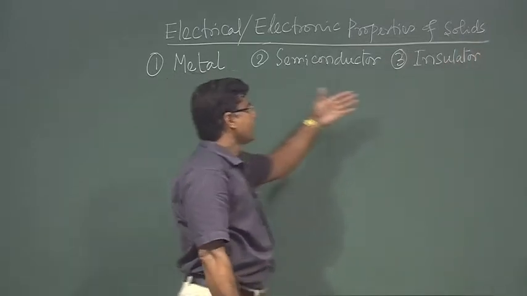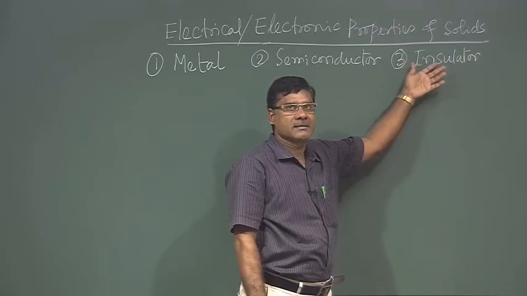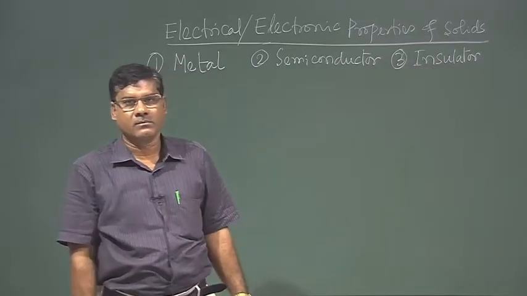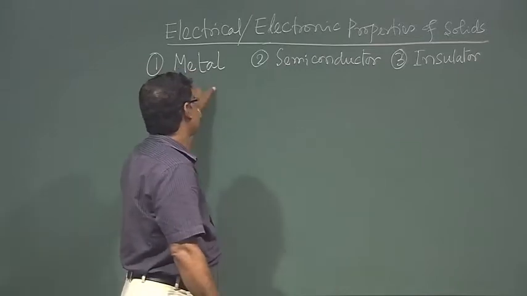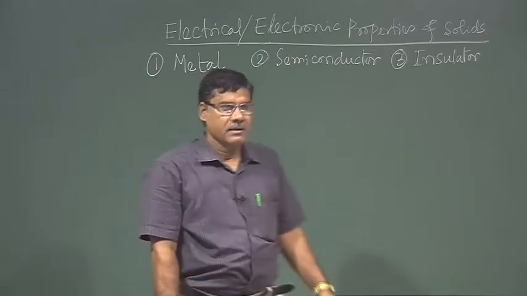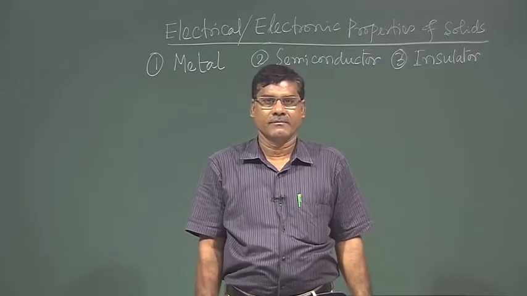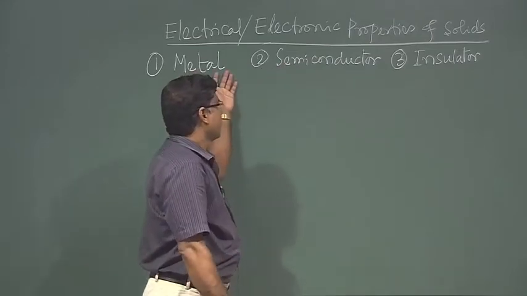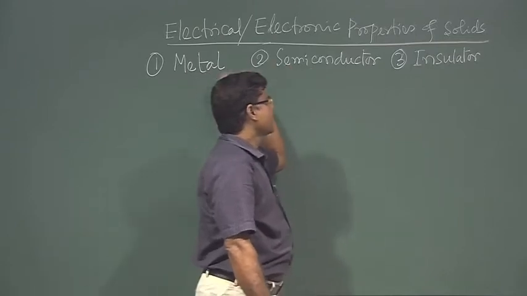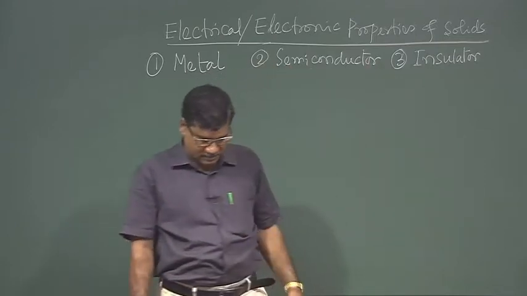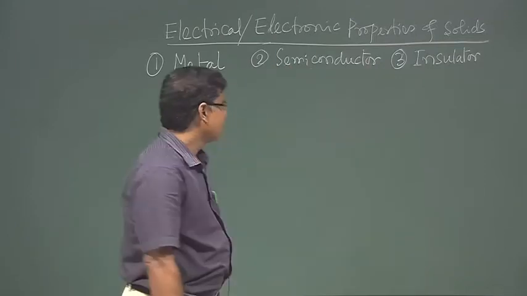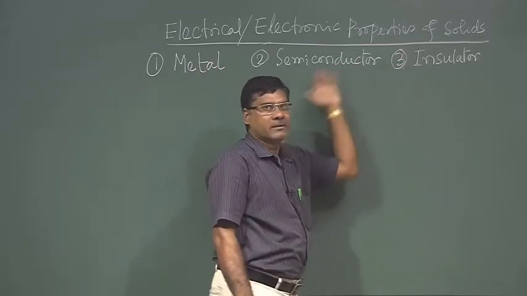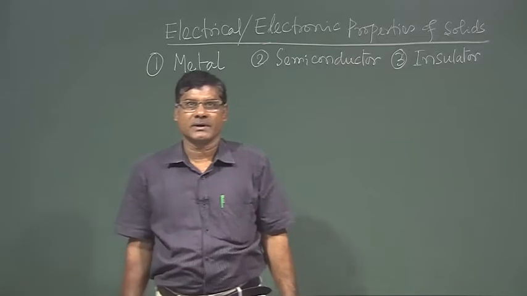An insulator has very high resistance, its resistivity is very high and conductivity is very low, whereas metals have very high conductivity and low resistivity. A semiconductor is basically in between. Its conductivity is higher than the insulator, but lower than the metal.